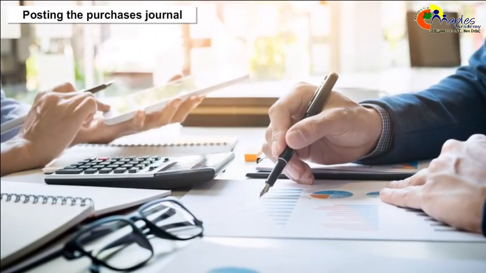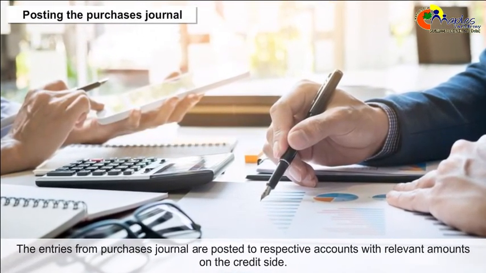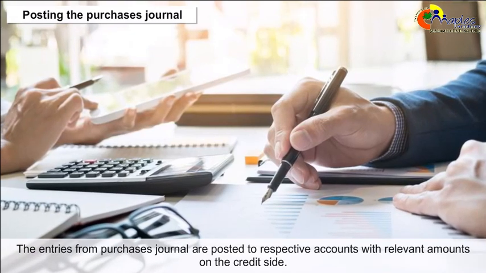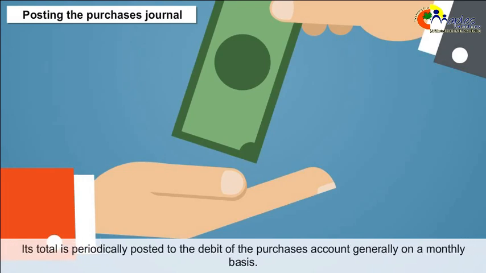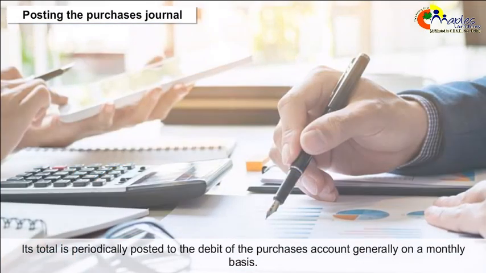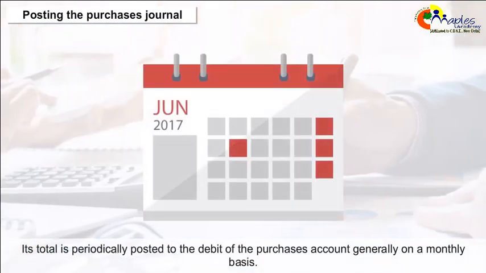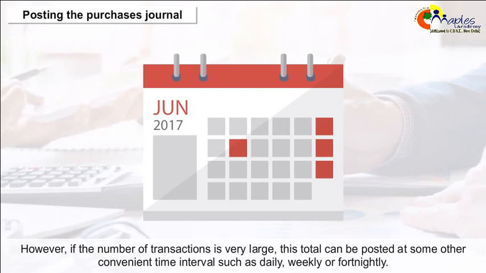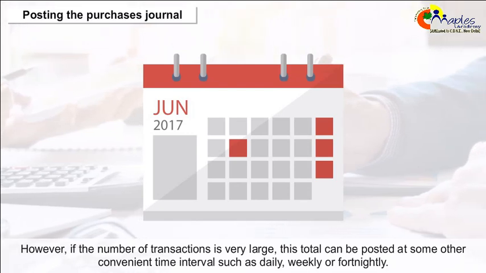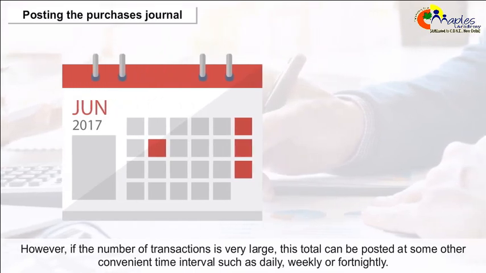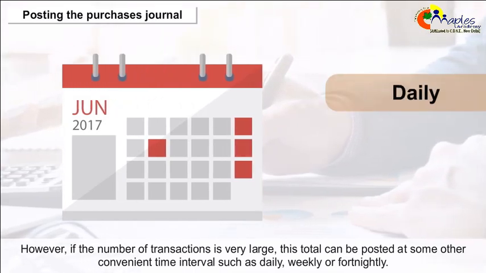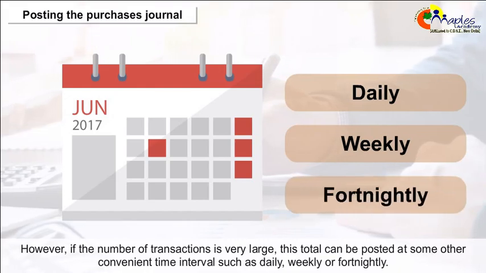Posting the Purchases Journal. The entries from the Purchases Journal are posted to respective accounts with relevant amounts on the credit side. The total of the Purchases Journal is periodically posted to the debit of the Purchases account, normally on a monthly basis. However, if the number of transactions is very large, this total may be done and posted at some other convenient time intervals such as daily, weekly or fortnightly.